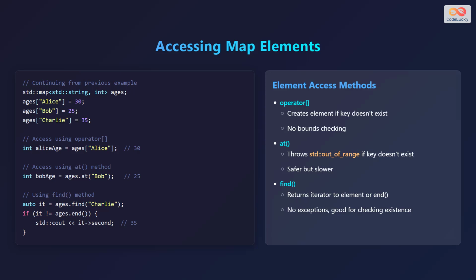You can use three element access methods: operator square brackets, at, and find. With operator square brackets, an element will be created if the key does not exist. This has no bounds checking. Using at will throw an exception, std::out_of_range, if the key doesn't exist. This is safer but slower. The find method returns an iterator to the element, or the end of the map. No exceptions are thrown, and it is good for checking existence of a key in a map.